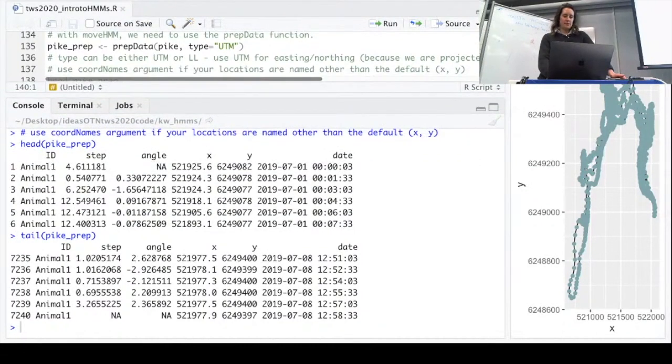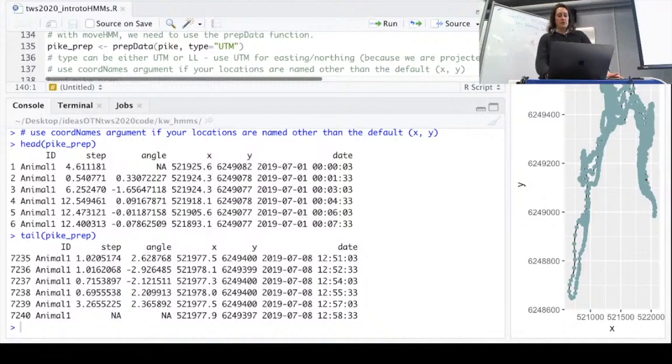these NAs. These NAs are caused by the fact that you need multiple locations to calculate a step length and to calculate a turning angle, right? To calculate a step length, you need 2 locations. Does that make sense? Distance between 2 points. To calculate a turning angle, you need 3 locations, and that's because you're calculating the angle between 2 vectors. And so I need 3 locations, all right?